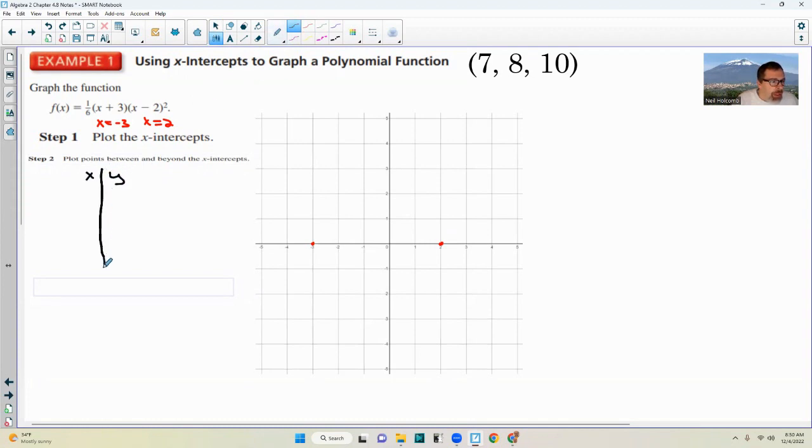Let me just do this, and I'm going to choose values between and beyond. So let's start with -4. If I substitute in -4, I get -4 plus 3, which is -1, and -4 minus 2, which is -6. -6 squared is 36. So 36 times -1 is -36, times 1/6, which is the same as divided by 6, is -6. So I have the point -4, -6. That's down here somewhere.